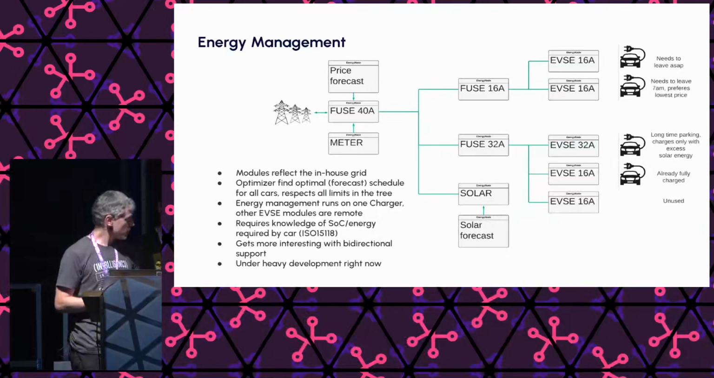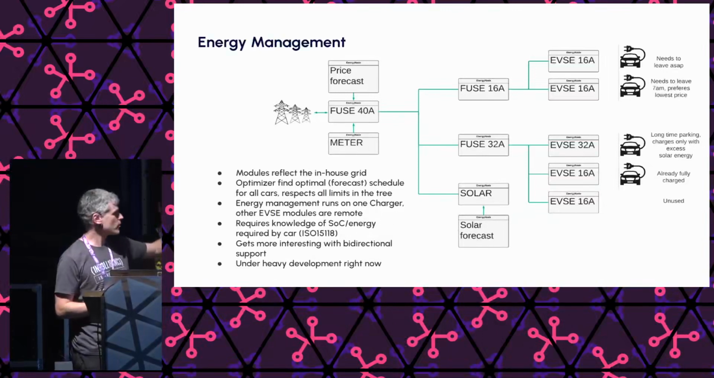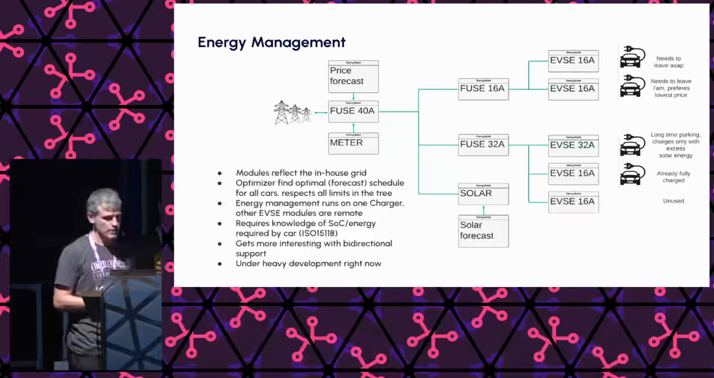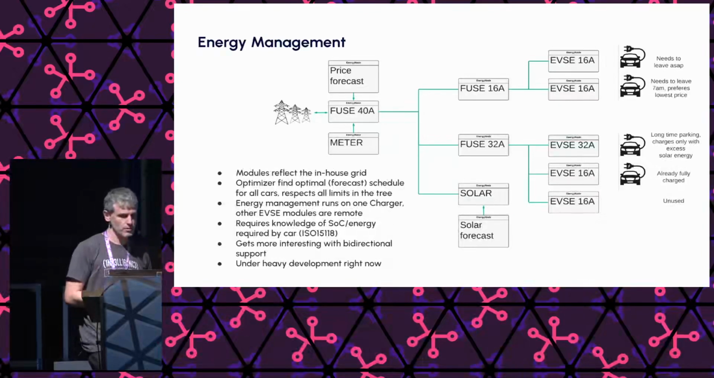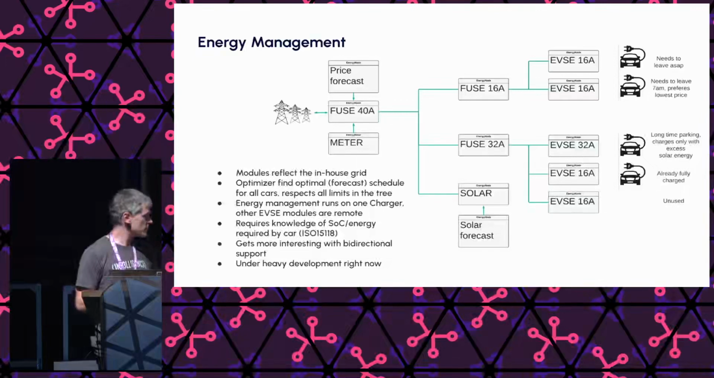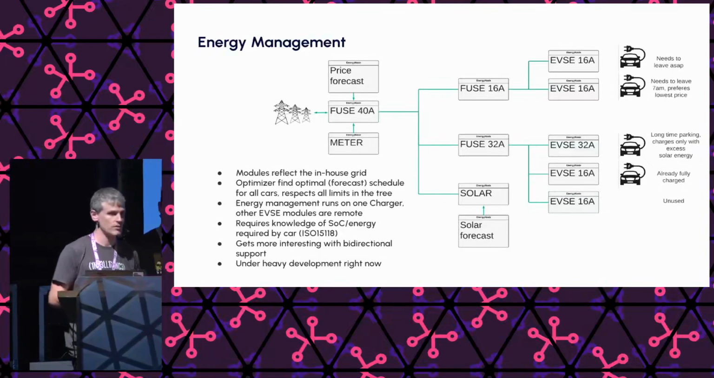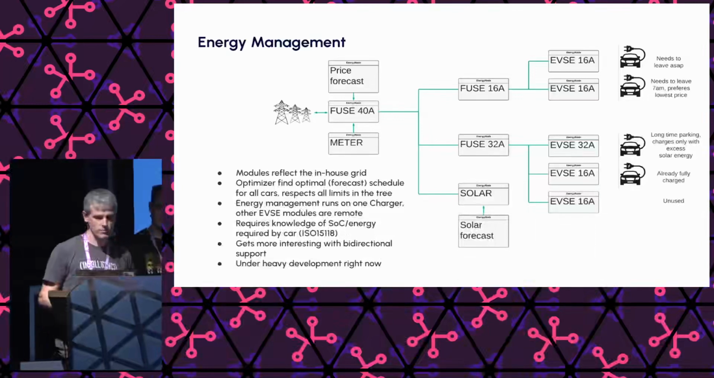So once we have all that information available, we're basically running a global optimizer over that whole tree that makes sure that all the charging goals of the individual cars are fulfilled as good as possible, while at the same time all the restrictions from fuses are also met, and we will not blow any of the fuses at any time. And we can control this a lot faster than the fuses are, so we can make sure that actually that always works.